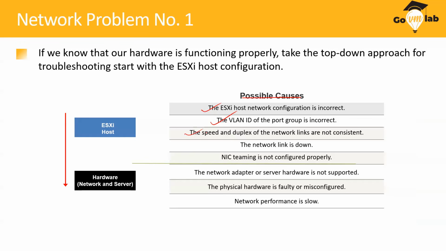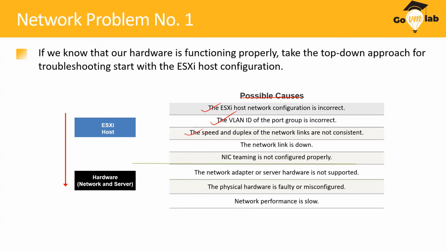Maybe the speed and duplex of the network links are not consistent. Maybe you have flappy links in your infrastructure, because of which the switch port where that uplink is connected is flappy. It's coming up, going down, coming up and down. So it could be a flappy link because of which you might be having this kind of issue. Maybe someone shut down that port. Maybe someone took out the network cable for that specific ESXi host. So there could be many reasons for that.